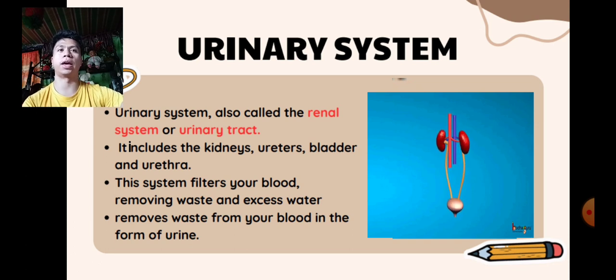The study of the anatomy, physiology, and pathology of the kidney is called nephrology. The branch of medicine that studies the male and female urinary system is called urology, and the physician or doctor of urology is called a urologist.